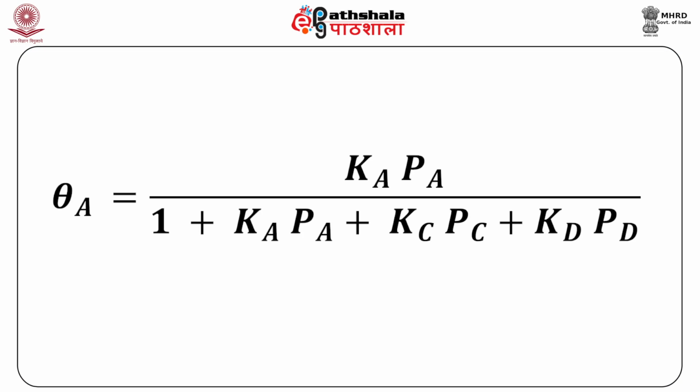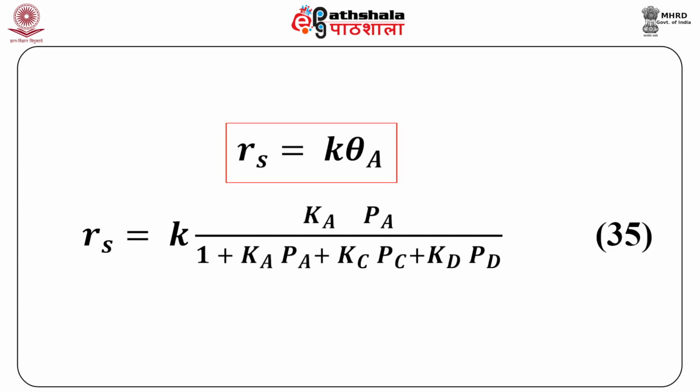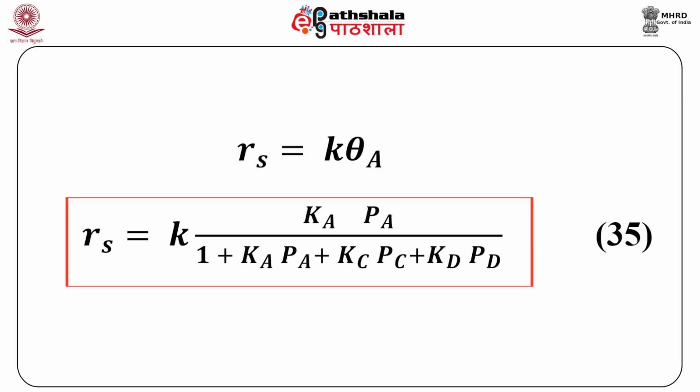If the products C and D also compete for the adsorption sites on the solid catalyst surface, we use a form of the Langmuir adsorption equation where more than one gas is adsorbed on the adsorbent surface, that is theta A equals KA PA divided by 1 plus KA PA plus KC PC plus KD into PD. The rate law is then given by Rs equals K theta A, or we can have equation 35.